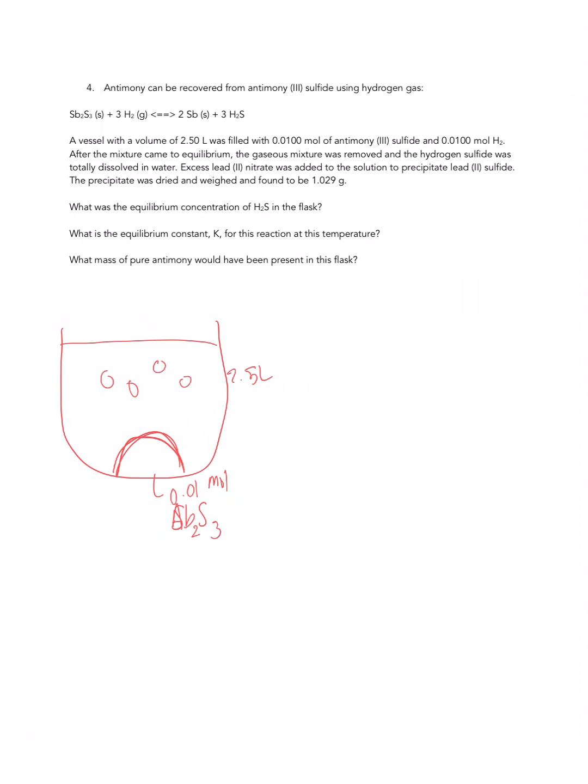Now, what this reaction is saying is we have a vessel that contains a volume of 2.5 liters, all right? We add together 0.01 mole of antimony sulfide, alrighty, and then we add in H2 gas, all right, so that's 0.01 mole H2, okay? So what happens is those two combine to make pure antimony, but they also produce H2S.